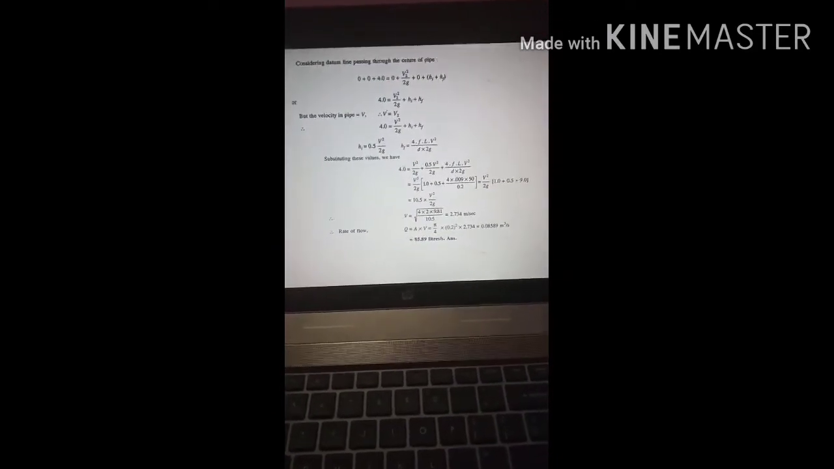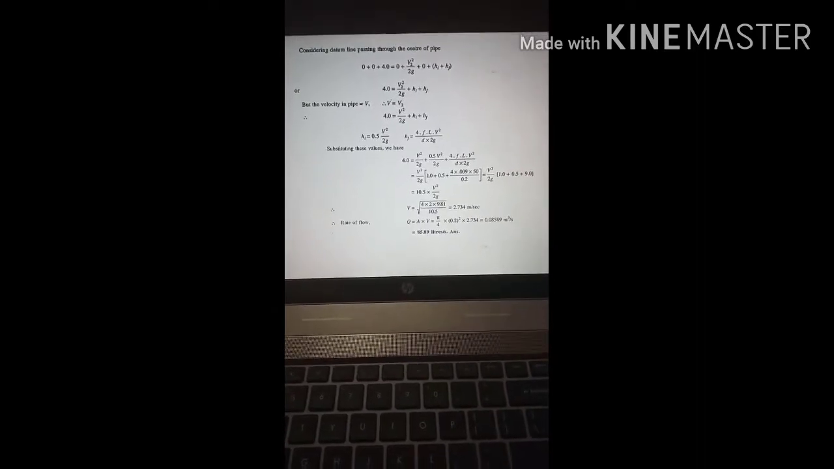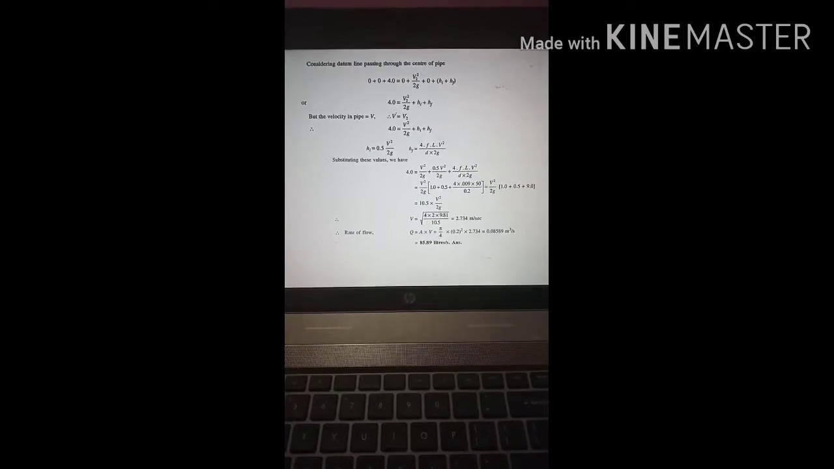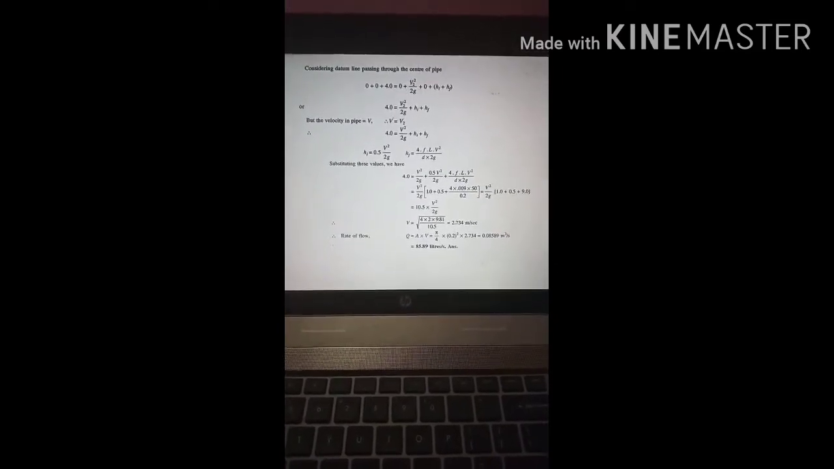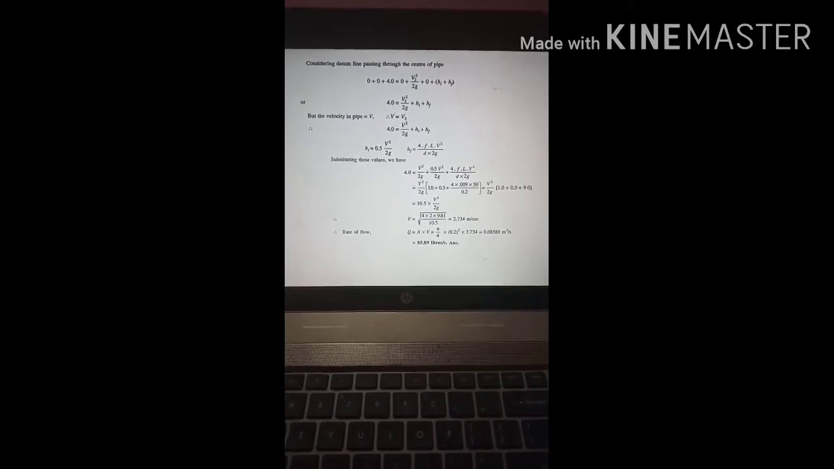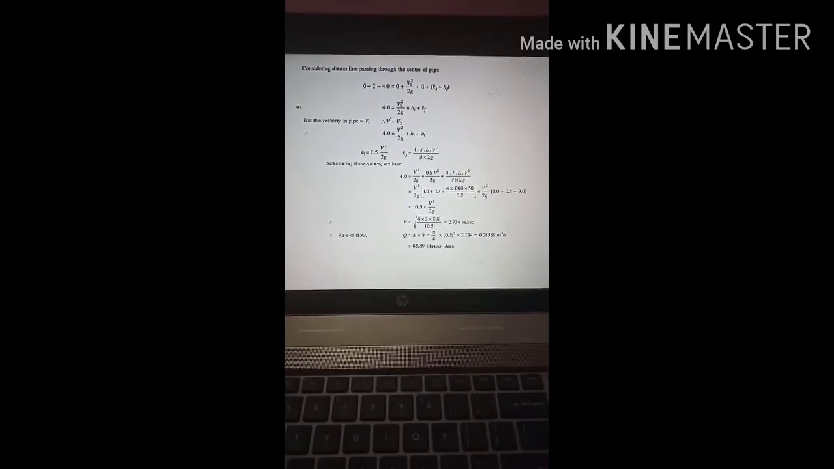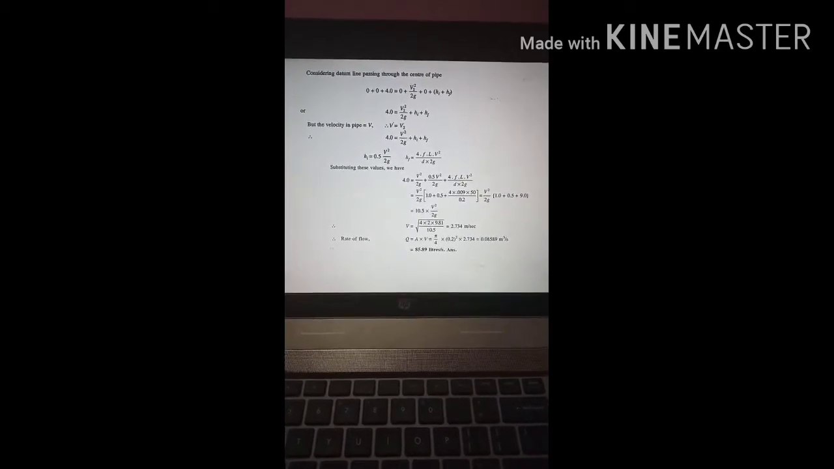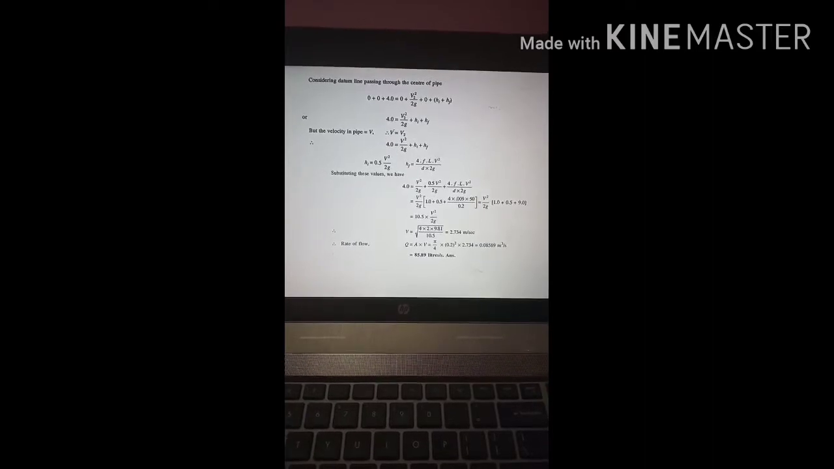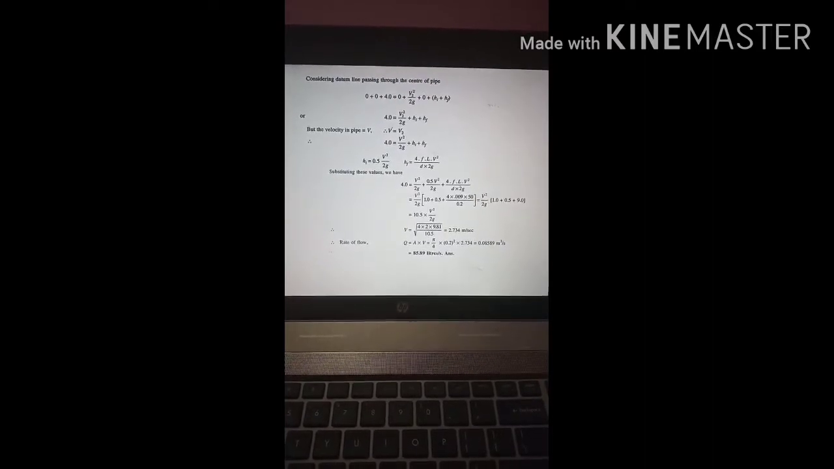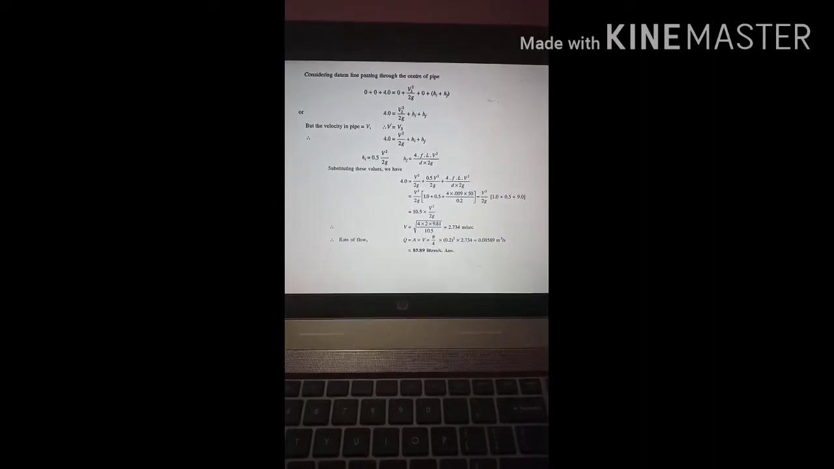So now let us see, 0 plus 0 plus 4 is equal to 0 plus V2 square by 2g plus 0 plus HI, the entrance loss, plus HF, the friction loss. So 4 is equal to V2 square by 2g plus entrance loss plus friction loss. Velocity V is taken instead of V2. So 4 is equal to V square by 2g plus HI plus HF.